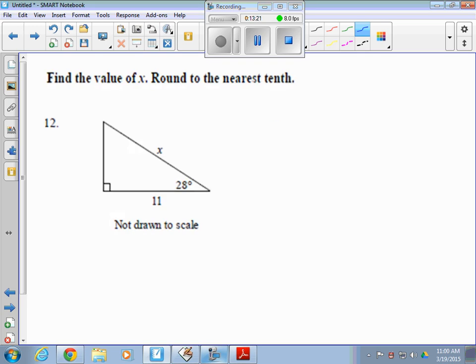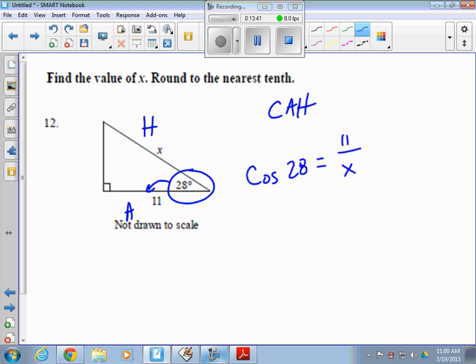Find the value of x, round to the nearest tenth again. This is your perspective, you have an adjacent and you have a hypotenuse. So the one that deals with an adjacent and hypotenuse is the cosine, the CAH part, the CA part of SOHCAHTOA. So cosine of 28 equals the adjacent 11 over the hypotenuse x.